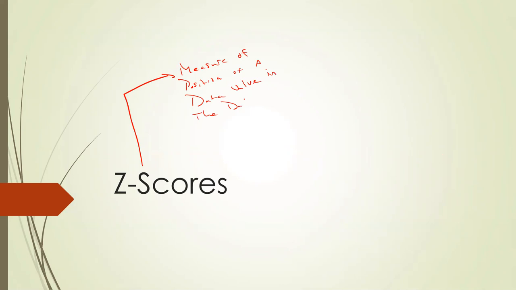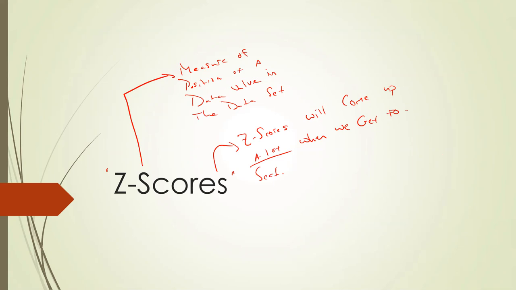Z-scores are going to be a very, very simple topic, a very, very simple calculation to do, but they're going to be incredibly important. So Z-scores will come up a lot when we get to sections 4 and 5 of the class. Like when we start talking about, in section 4, the normal distribution, and in section 5, when we get to hypothesis testing, you're going to see these Z-scores come up a lot again, okay?